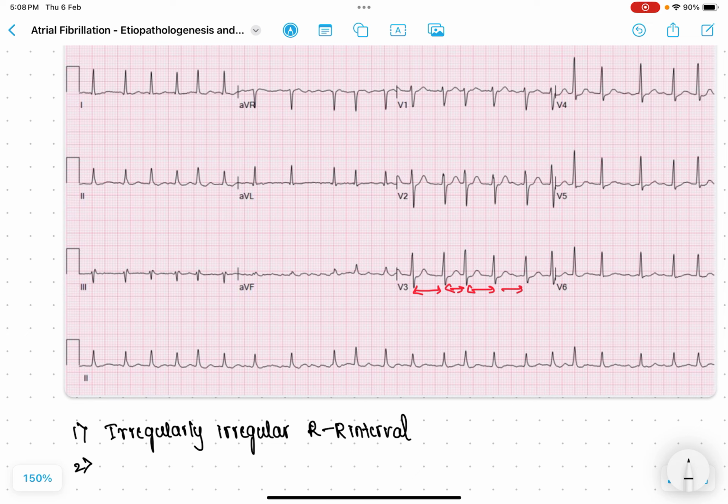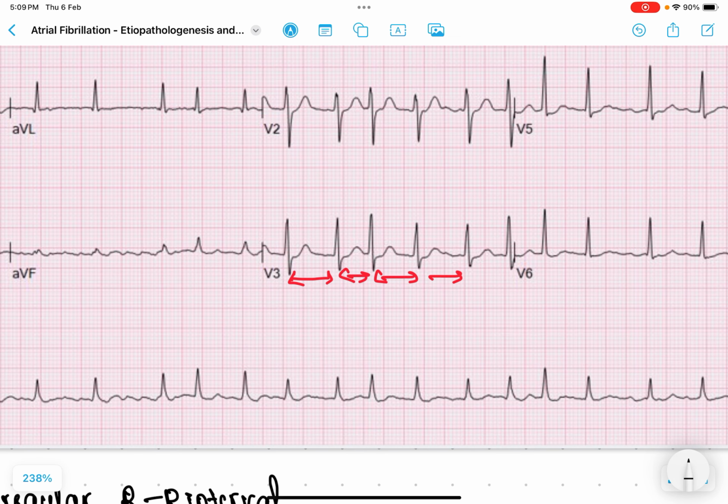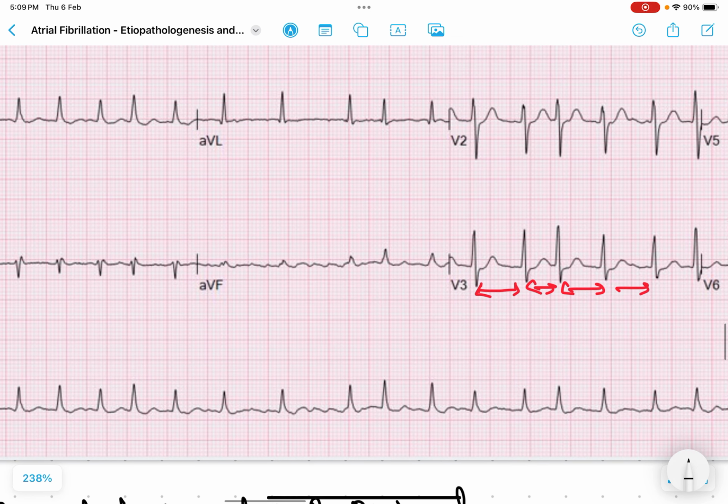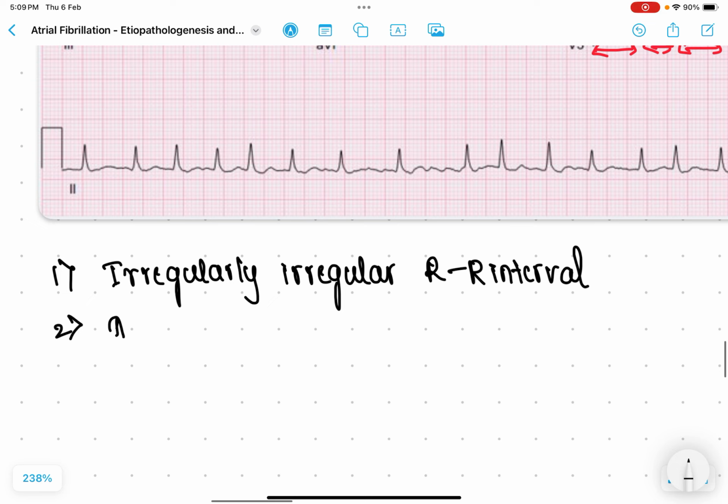Then what is the second thing you can see? I told you the atria is not getting activated by the SA node, but it is getting activated by abnormal impulses originating from around the root of the pulmonary veins. Now these impulses do not contract atria effectively, therefore you don't have P waves here. Can you see here? In any of these RR intervals, there are no P waves here. So the second important thing is absent P waves.